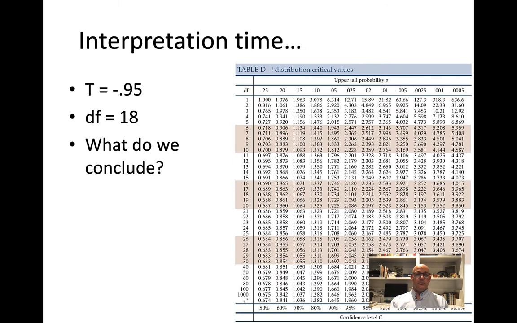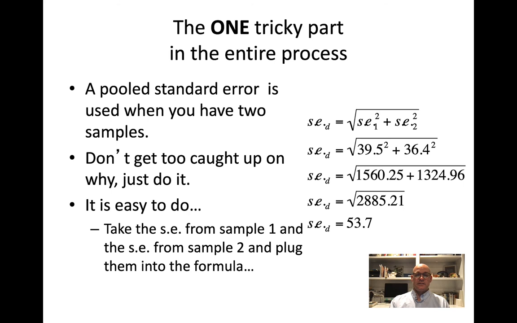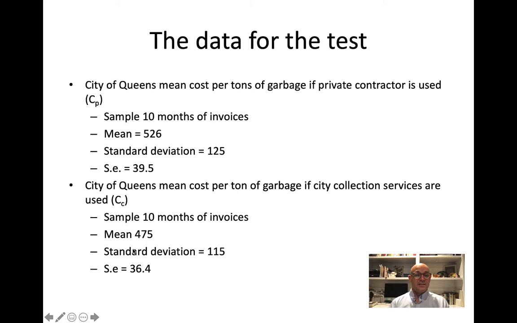So what we would say here is, even though those two groups look really different, 526 and 475, that seems like it's $50 per ton more, when we run the test, there's a 15 to 20% chance that the groups are the same. That fails to reach statistical significance.